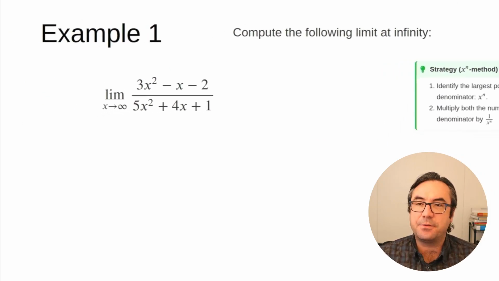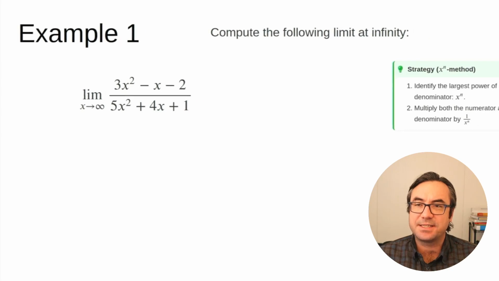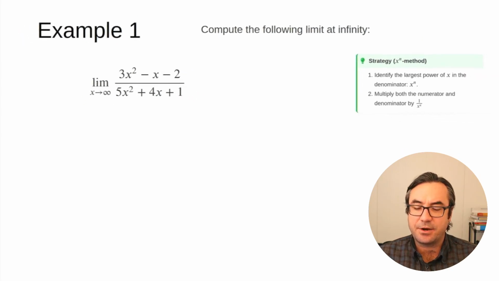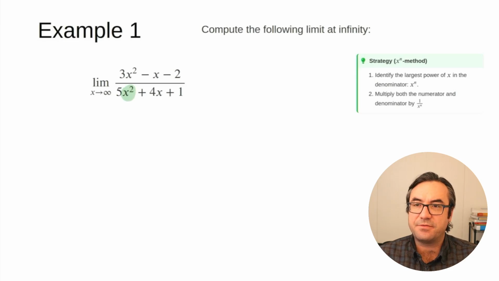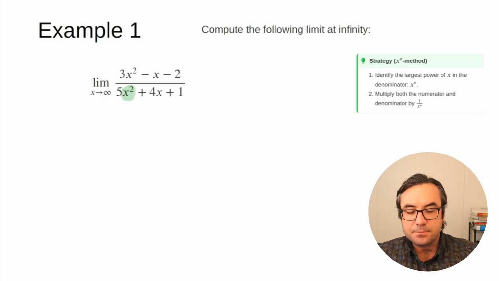Let's first pick out the biggest power of x in our denominator here. The biggest one I see is this x squared. So let's just identify that. And our next step, and we can do this a few ways, we're going to multiply by 1 over that, 1 over x squared.